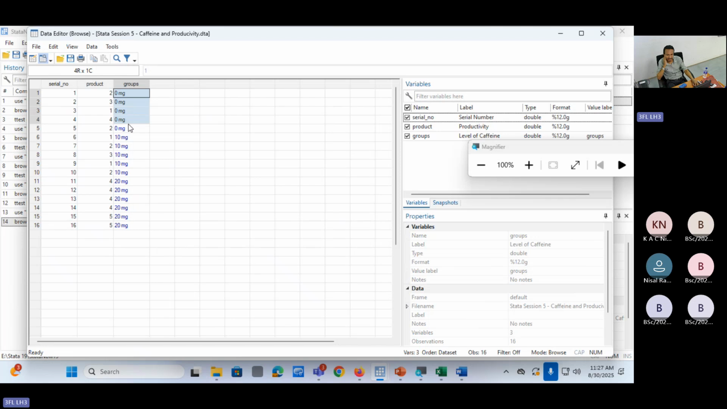And groups are there. 0, 10 and 20 milligram groups. We put the groups in one column and productivity in another column. The base structure of the value is important for us. What is this structure similar to?